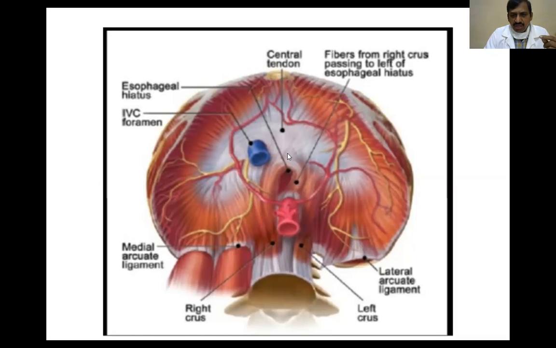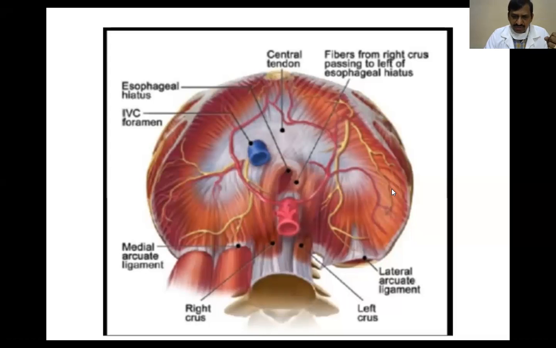And next part is the costal origin. That is the lower 6 costal cartilages and ribs. They are also providing origin to the diaphragm, especially the muscular part of the diaphragm. It is taking origin from the costal cartilages and ribs of lower 6. That is the costal origin. Here the costal origin interdigitates with the transverse abdominis muscle.